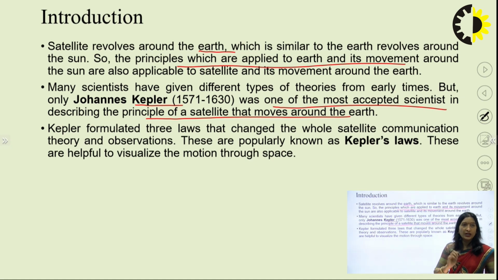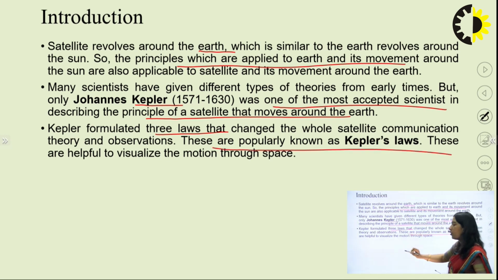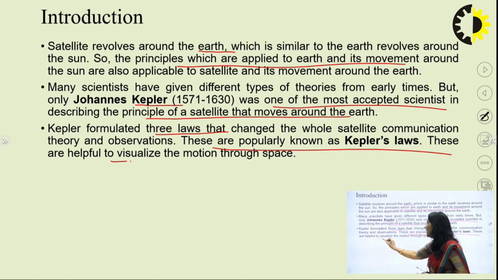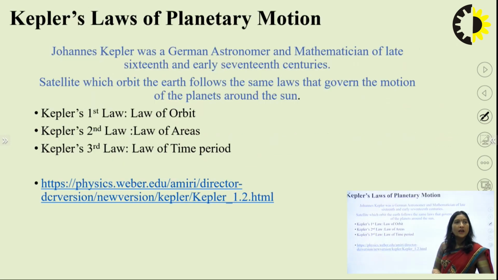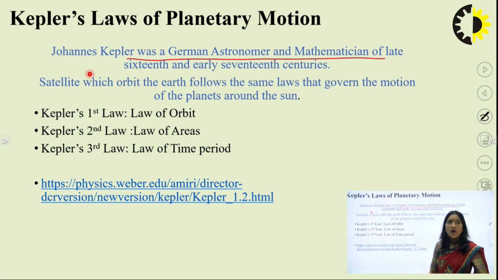Kepler formulated three laws that changed the whole satellite communication theory and observation. These are popularly known as Kepler's laws of planetary motion, and they are very helpful to visualize the motion of a satellite through space. Now we will study Kepler's laws of planetary motion. As I already stated, Johannes Kepler was a German astronomer and mathematician of the late 16th and early 17th century. According to him, there are three laws.